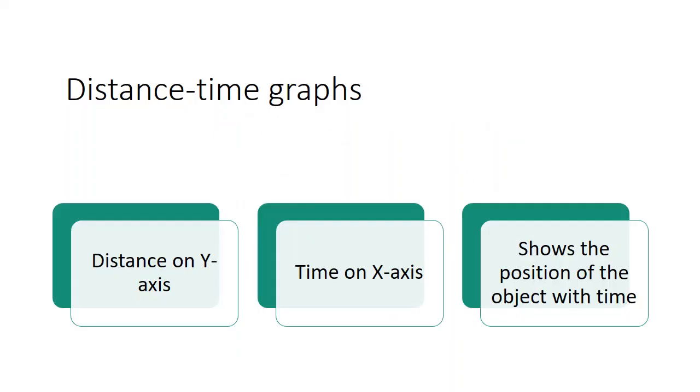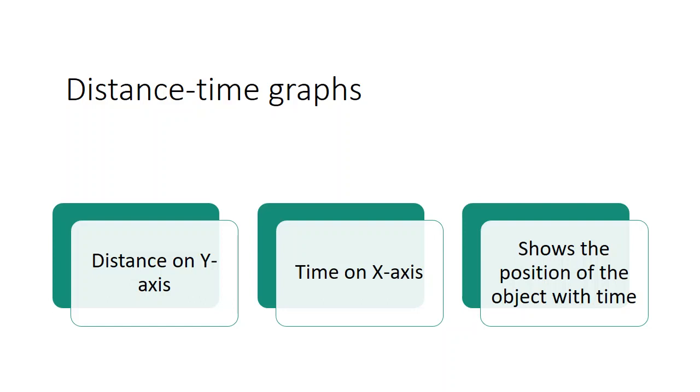We plot the independent variable, in this case time, on the x-axis and the dependent variable, here the distance, on the y-axis. And by plotting the positions at corresponding times, we can see the variation of distance or displacement over time.